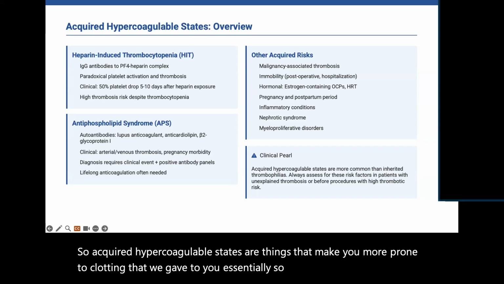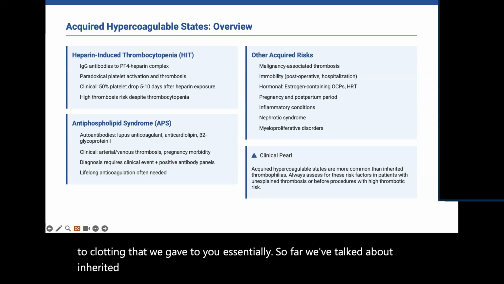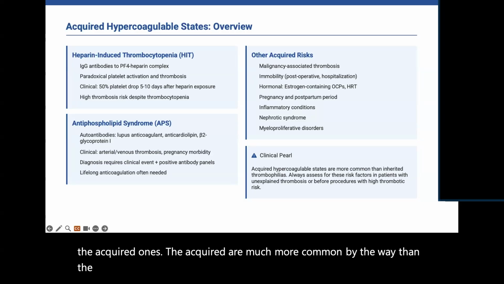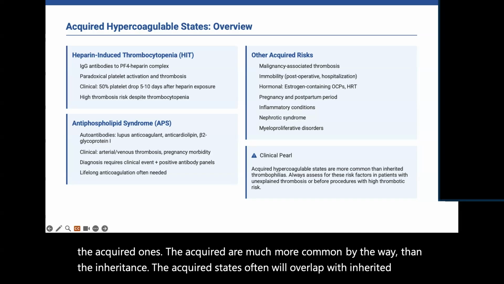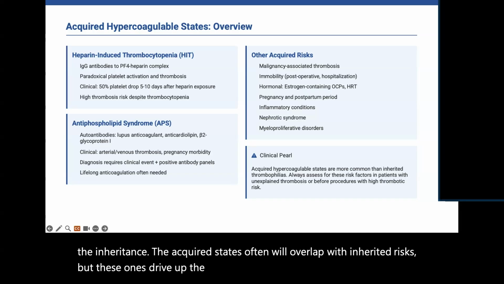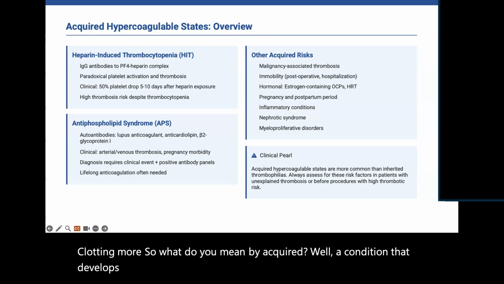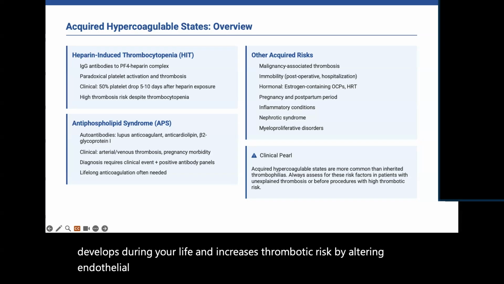So far, we've talked about inherited. The acquired ones are actually much more common, by the way, than the inherited ones. The acquired states often will overlap with inherited risks, but these ones drive up the risk of clotting more so. So what do you mean by acquired? Well, a condition that develops during your life and increases thrombotic risk by altering endothelial function, blood flow, or the coagulation cascade in some way.